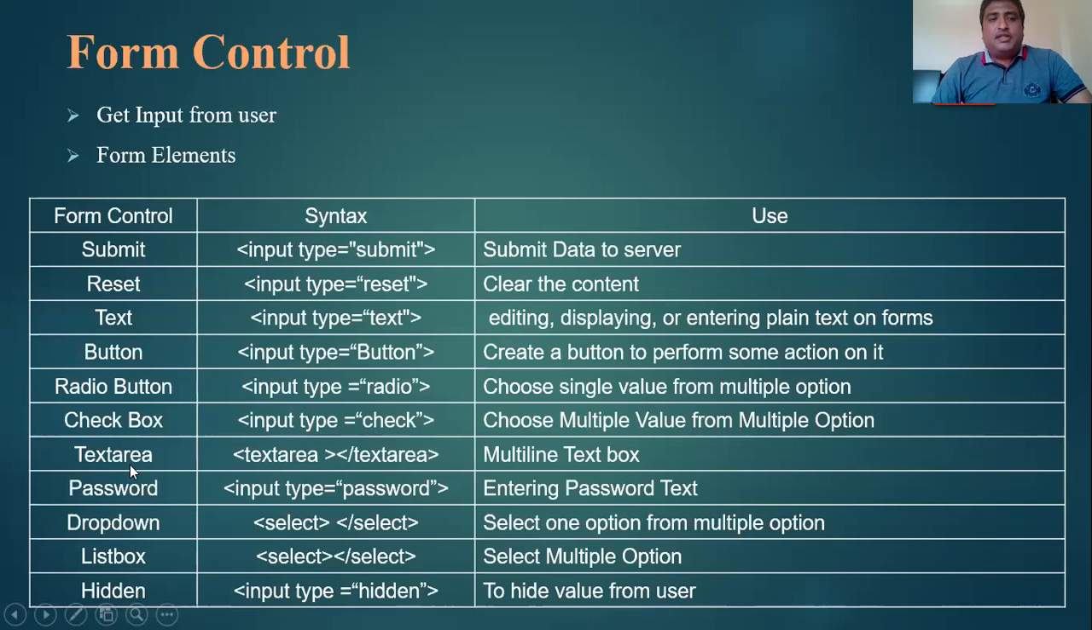Next one is the text area. Text area is used for creating a multi-line text box. The syntax is the textarea tag, and we close that textarea tag. Its important properties are rows and cols, where we specify the number of rows and columns.